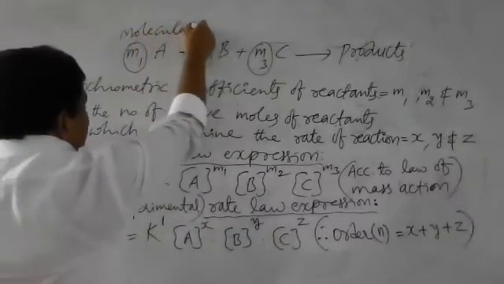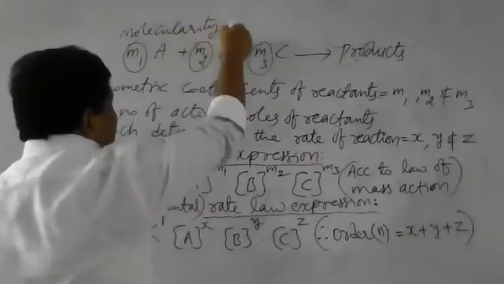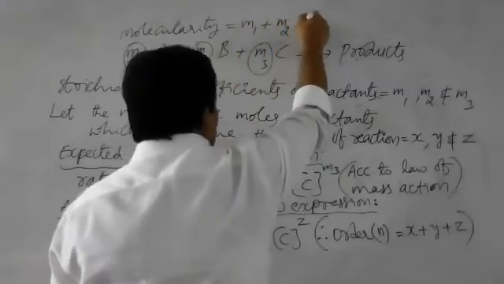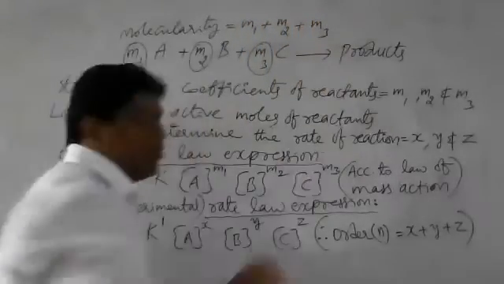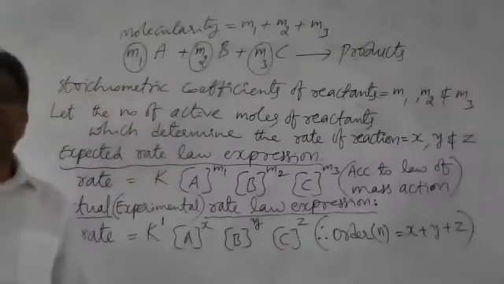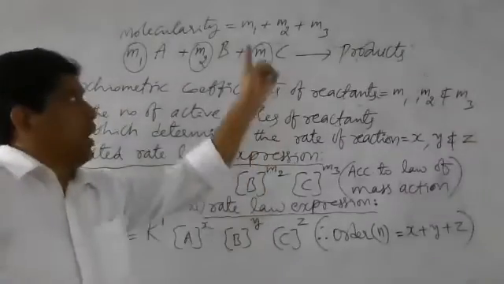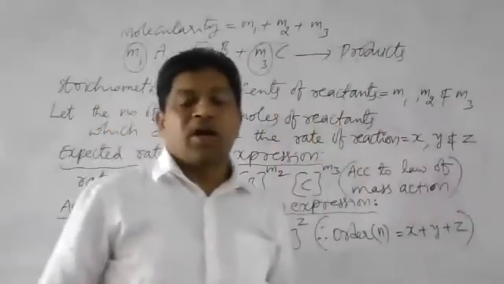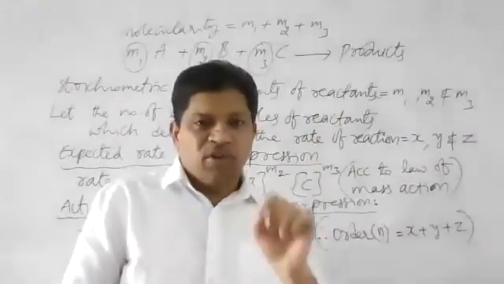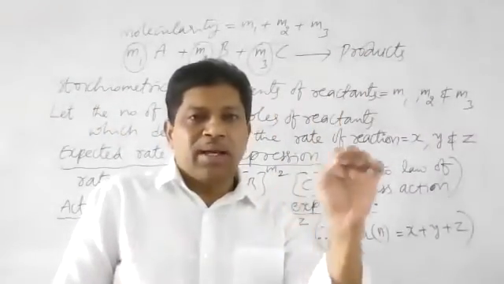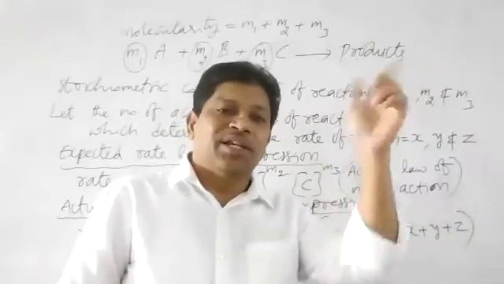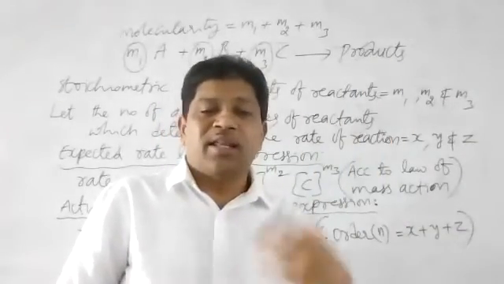Molecularity of this reaction is equal to what? M1 moles plus M2 moles plus M3 moles, that is, M1 plus M2 plus M3. Suppose the value of M1 plus M2 plus M3 is greater than 3.